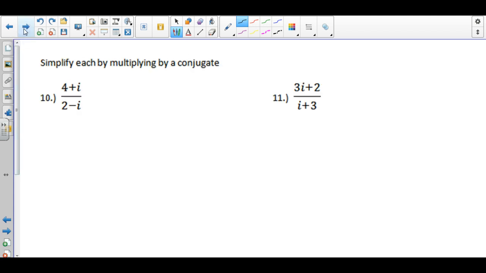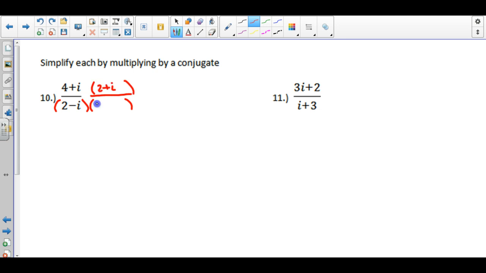Next ones, we're going to use the conjugate basically to get the i out of the denominator. What we want is a real number in the denominator, and since we have i down there, I know that we can multiply by a conjugate and it'll get the imaginary part out of there. So I'm going to take the top and the bottom and multiply by the conjugate, which is 2 plus i.